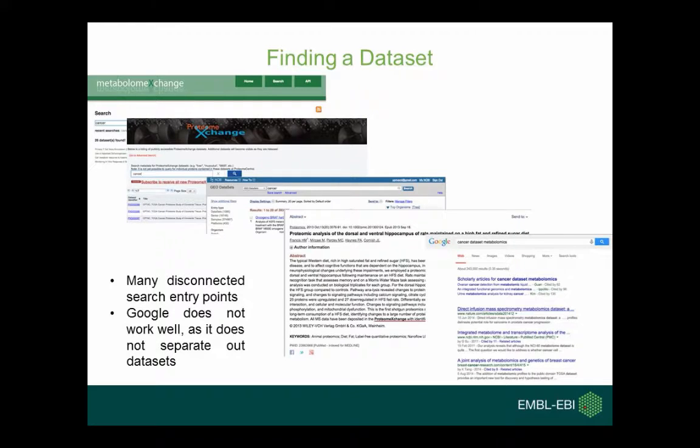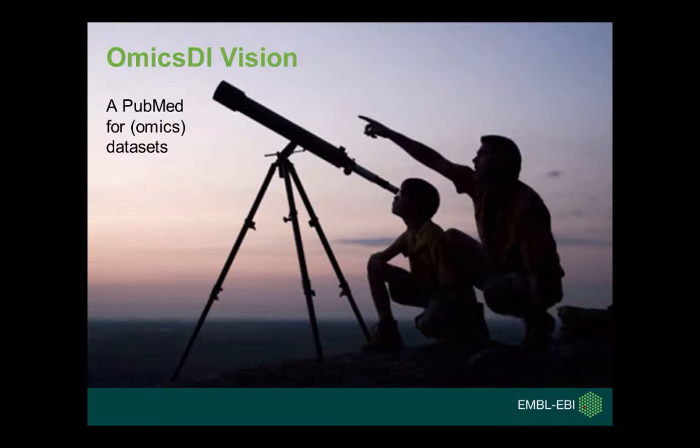For omics data sets, at least in the last few years, there has been increasing collaboration between the repositories in each of the omics domains. And you can now go to Proteome Central to centrally search all the proteomics repositories, to Metabolome Central to search the metabolomics repositories where they are participating in metabolomics change. But really, there's not yet the central entry point. And so the vision is really to create a kind of PubMed for omics data sets.